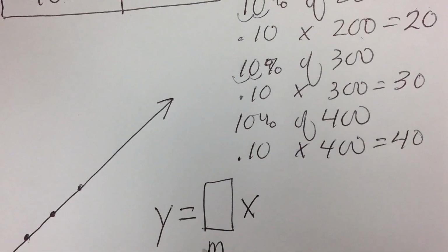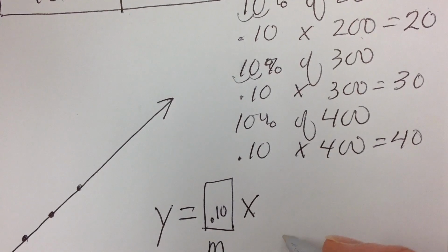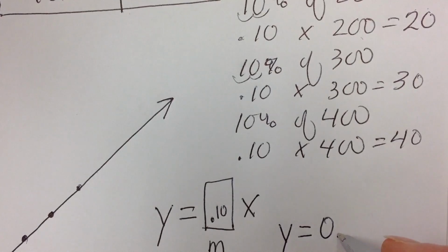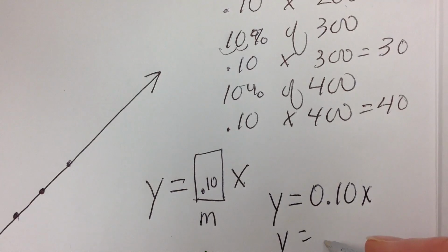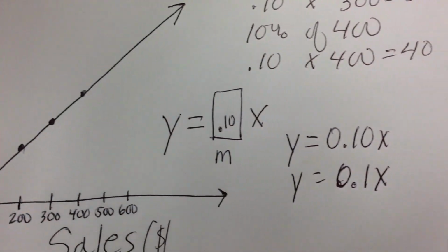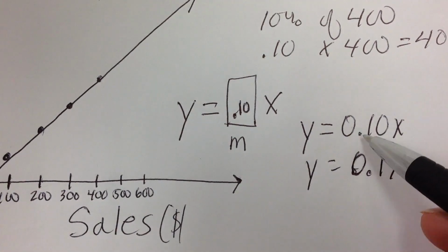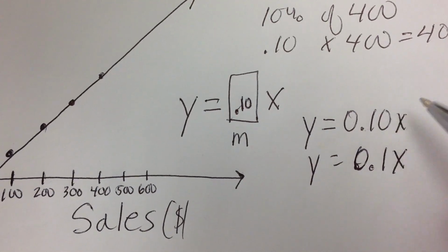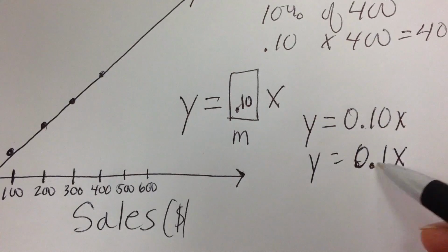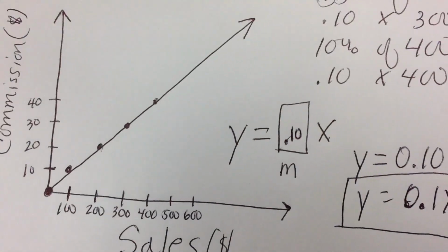400 times 0.10. So y equals 0.10x. You may also see it written as y equals 0.10x. Or you may even see it written as y equals just 0.1x. All of those are the same. Whether you use just 0.10, or put a 0 in front of the decimal, 0.10, or just 0.1, that's the same thing. So this is the equation that represents the graph.